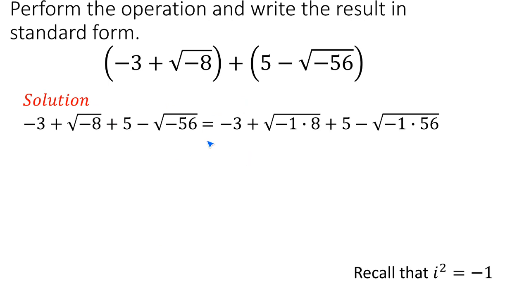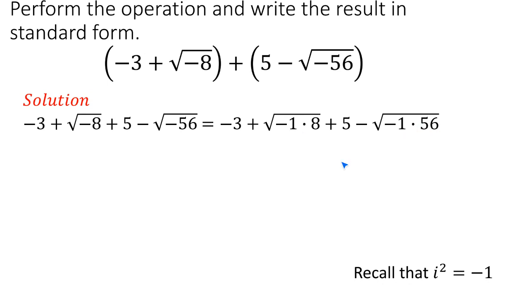First, if you notice, we have negatives inside of the square root. So we want to take care of those negatives. What I'm going to do is put negative 3 plus, instead of negative 8, I'm going to write it as negative 1 times 8. That's still the same as negative 8. And then we have 5 minus, instead of negative 56, I'm going to write it as negative 1 times 56.